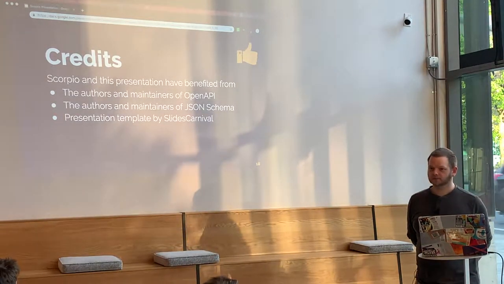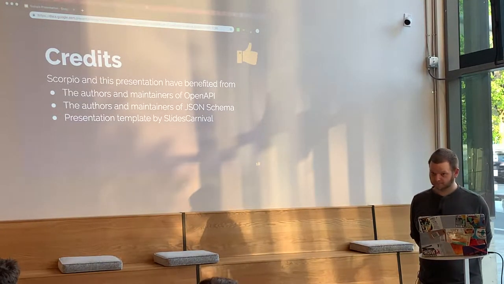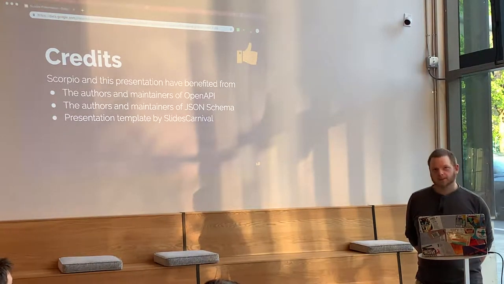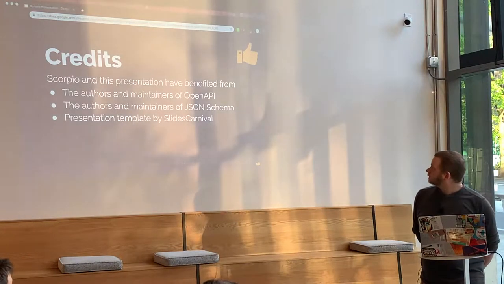How do you use Scorpio? Would you use that when you're writing a wrapper around another API, or is it so thin you wouldn't even need to? What's your experience been there?